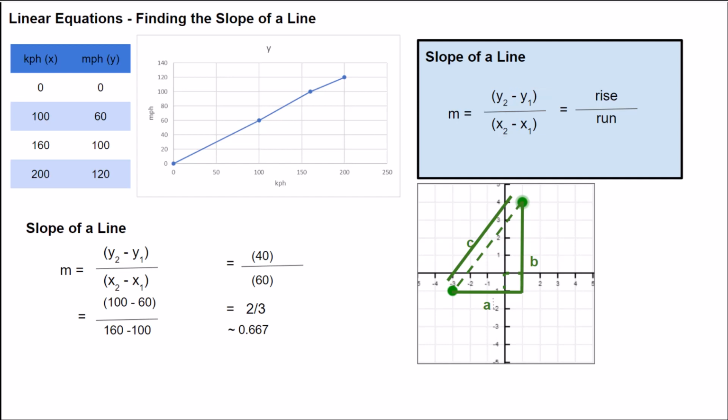Let's take a look at an example. Here, we've taken two y points, 100 and 60, and subtracted them. And then we divide that by their corresponding x points. The x point that corresponds to 100 on the y is 160, and the x point that corresponds to 60 miles per hour on the y-axis is equal to 100 miles per hour on the x-axis. So if we do the simple arithmetic here, what we end up with is 40 over 60, or 2/3.